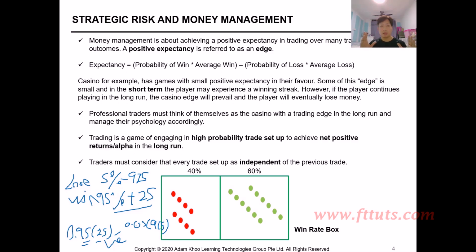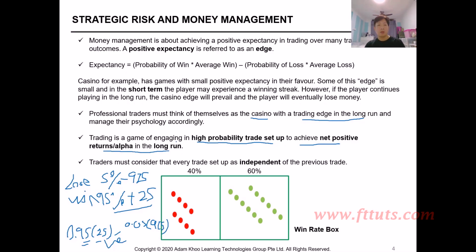So these are the things that I do when I trade forex, futures, stocks, or even cryptocurrency. This is basically the mental model that I focus on, whether for short-term trading or swing trading. Professional traders like us want to think of ourselves as the casino with the edge in the long run. When we play the market, we decide when to go in, and we only go in when we see a high probability trade setup to achieve a net positive alpha in the long run.